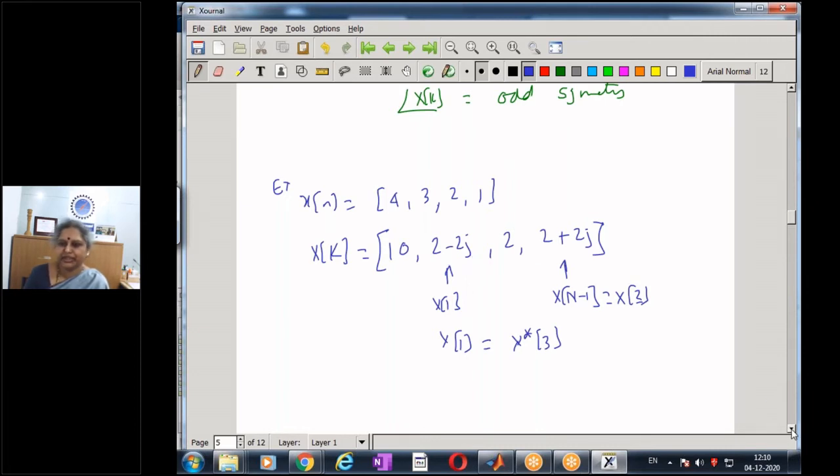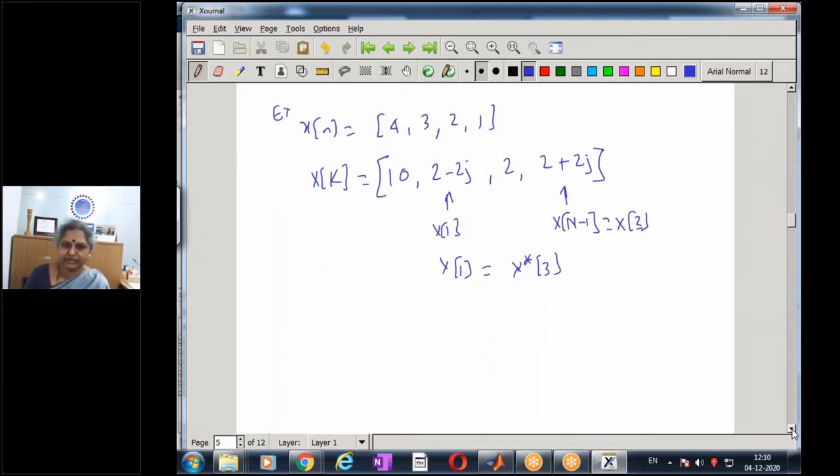So this is how the property reflects itself. So this property can be extended to find the DFT of other sequences. If we have a partial result, we can always compute the missing terms by using this property. Let's take one more example to just check the property.